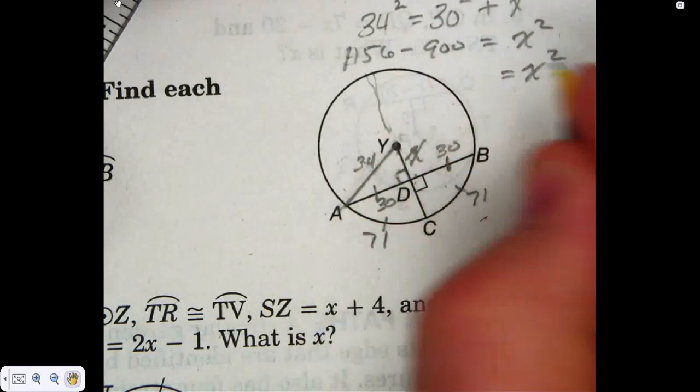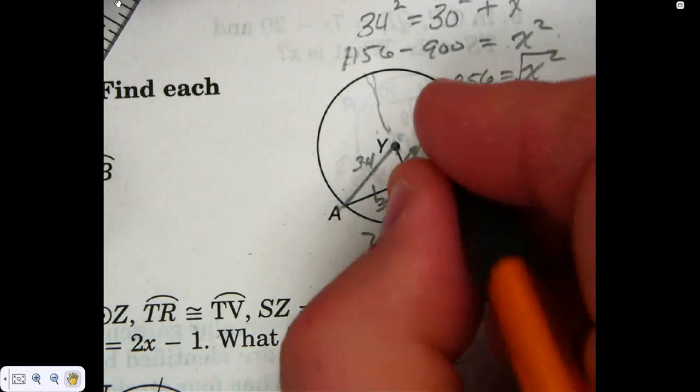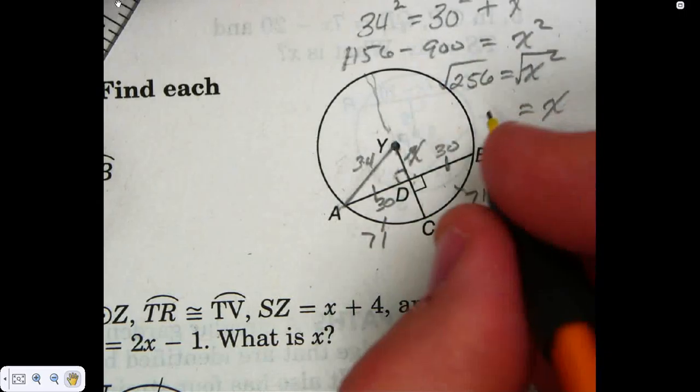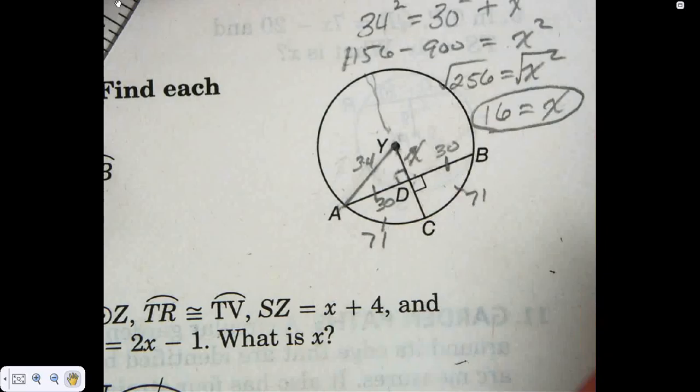What's x squared equal to? 256. Take square root of both sides. What's x equal to? That came out nice and even. So YD is 16, yes.